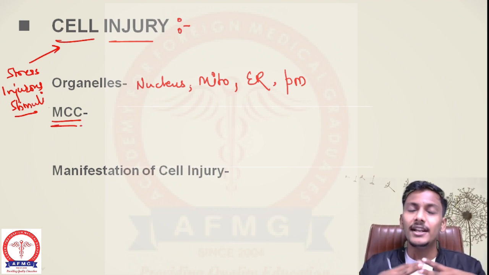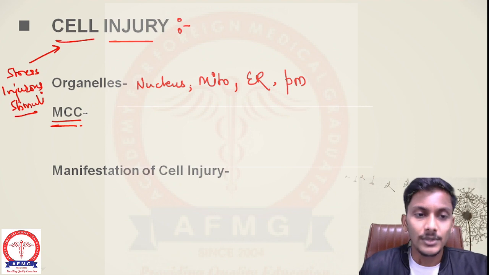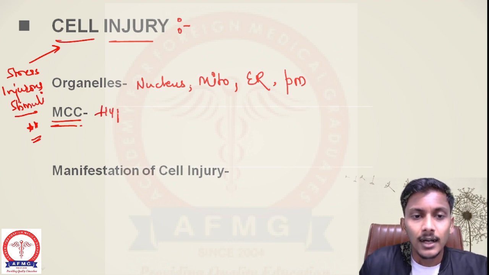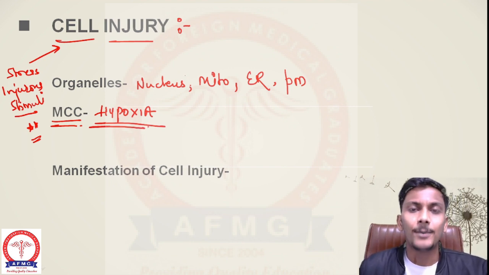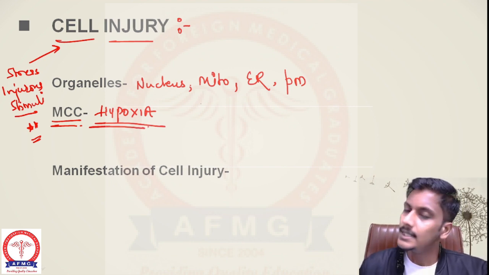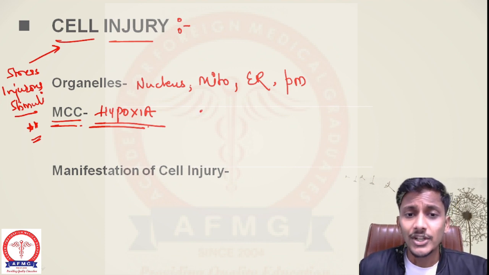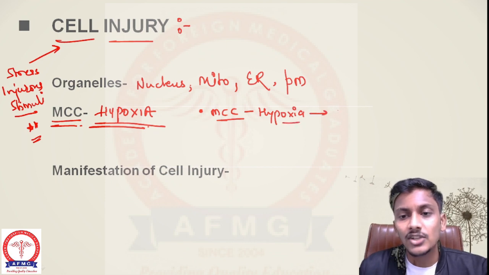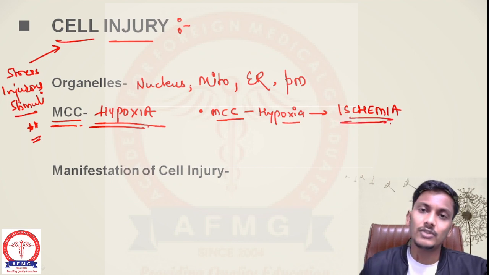Now first of all, let's discuss the causes. There can be multiple causes of cell injury, but the most common cause, on which questions have been asked multiple times, is nothing else but hypoxia, that is decreased oxygen supply to the cell. The question can be modified a bit: if they ask the most common cause of hypoxia, then your answer should be ischemia.